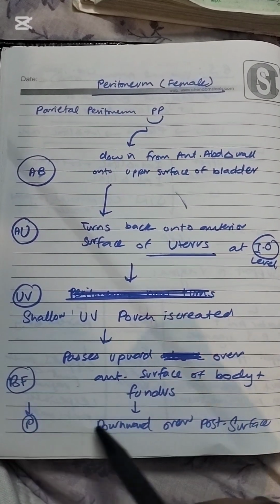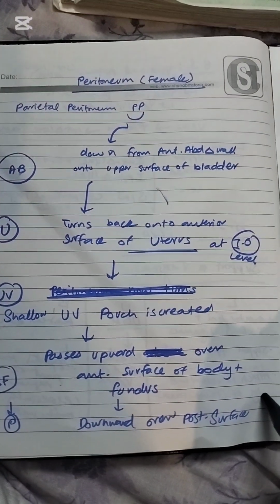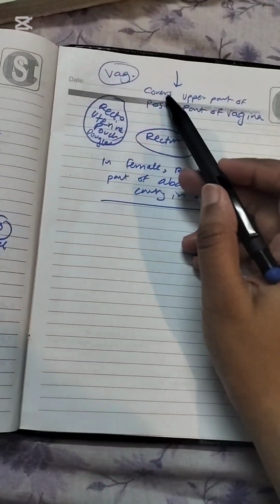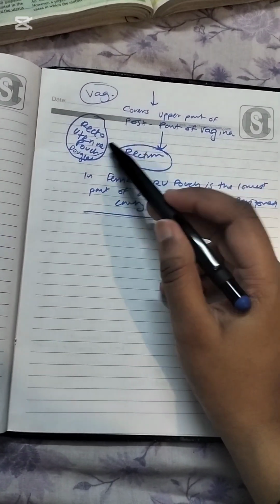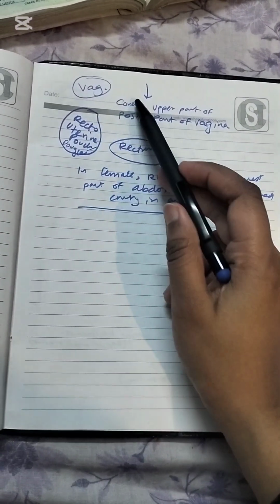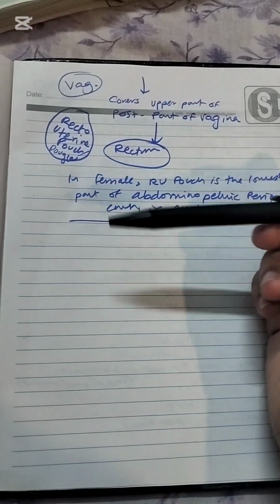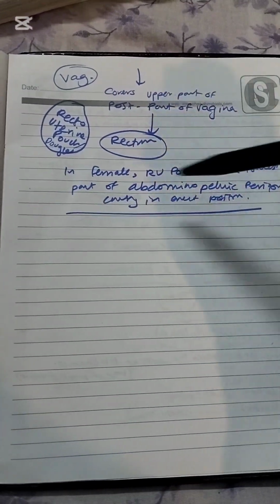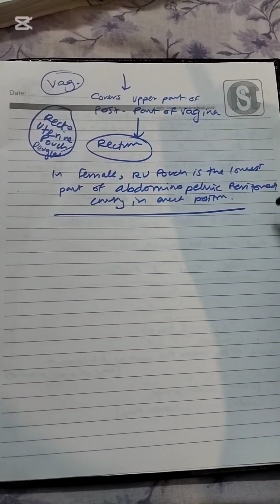Please remember P for that. So it goes downwards over the posterior surface. Then please remember that it covers the upper part of the posterior part of the vagina, and it goes forwards towards the rectum. As a result of that, the rectouterine pouch is formed. So in females, the rectouterine pouch is the lowest part of the abdominopelvic peritoneal cavity in the erect position.